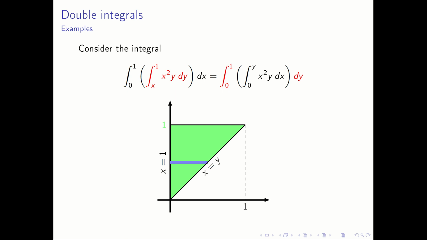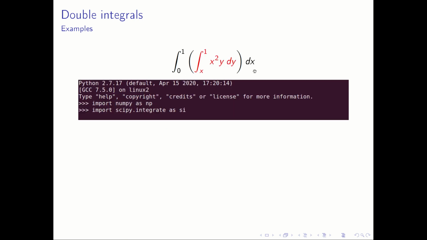So let's see how you would calculate this integral using the double quad method. Of course, the first step in doing the calculation would be to import scipy.integrate as SI. I've also imported numpy as NP. I'm not sure I'm going to use numpy for this particular calculation, but force of habit, you know.